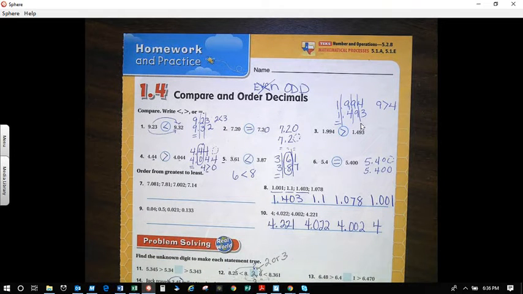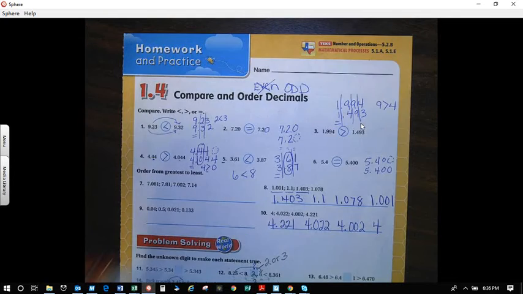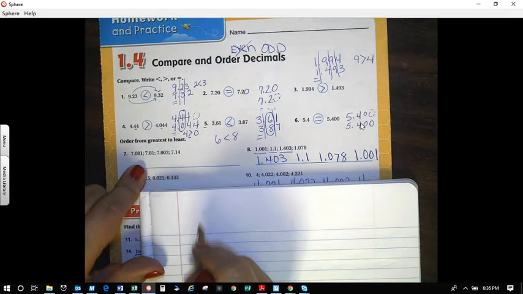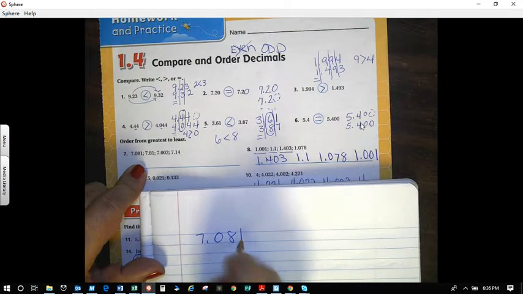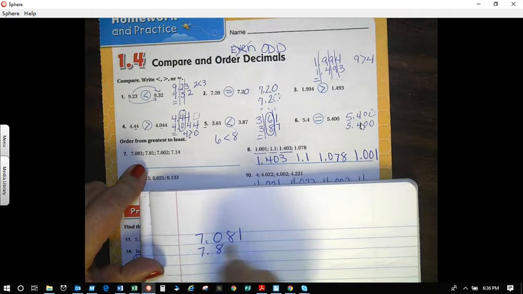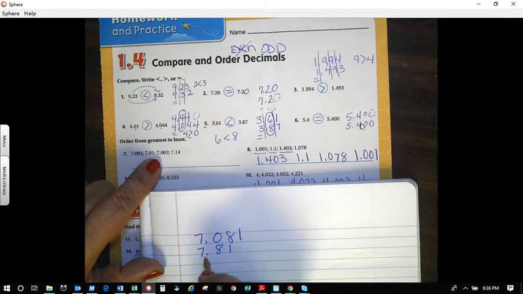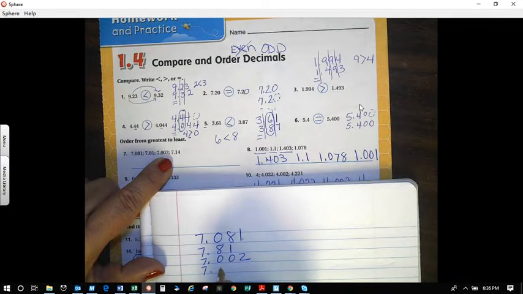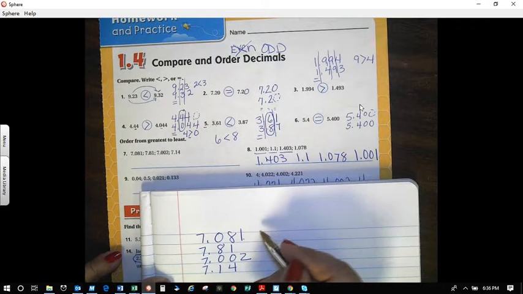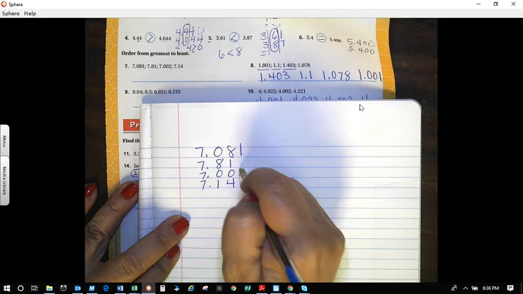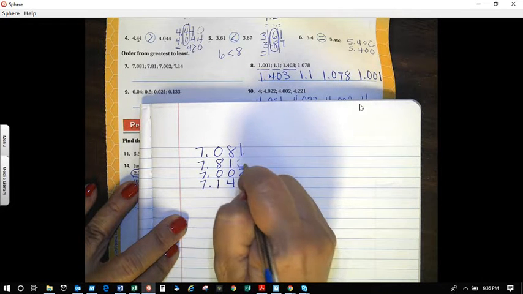from greatest to least. So I'm going to get my video book here so that I keep all my notes. And then I'm going to list it again. So I'm going to take these numbers. Number 7, I have 7 and 81 hundredths, 7 and 81 thousandths, 7 and 81 hundredths, 7 and 2 thousandths, and 7 and 14 hundredths. So we have where these spaces are at. So here's what I've done. I have a space here, a space here. I'm going to put 0 as my hero.